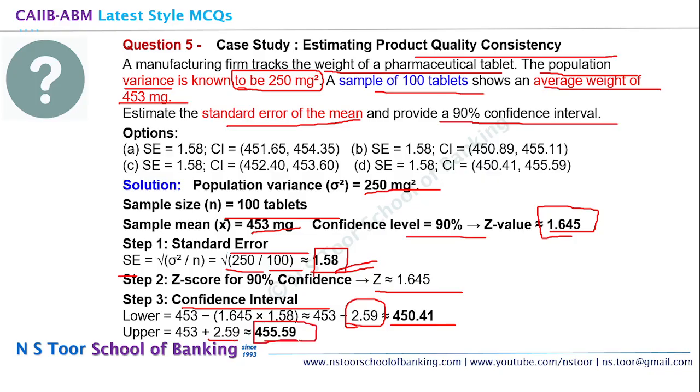So what is the range, or what is the interval? 450.41 to 455.59, and standard error is 1.58. So D is the correct answer for our question. Next question.